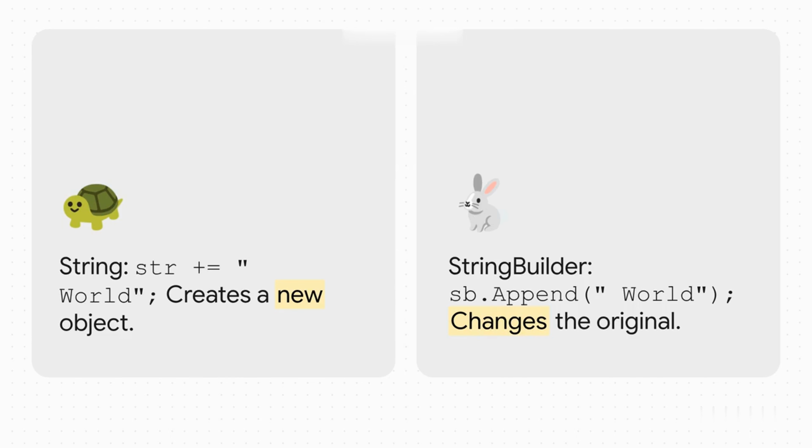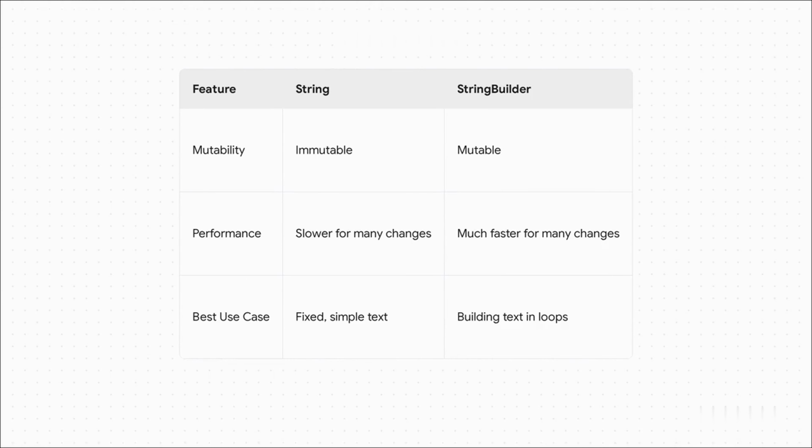But as we've just seen, the consequences of that choice, especially when it's happening over and over inside a loop, are just worlds apart. Okay, this table pretty much sums up the whole thing. On one side, you've got string. It's immutable. It cannot change. That makes it slower if you have lots of changes. It's best for simple, fixed text. On the other side, you've got StringBuilder. It's mutable. It can be changed. This makes it way faster for lots of modifications, which makes it the absolute perfect tool for building text in loops.